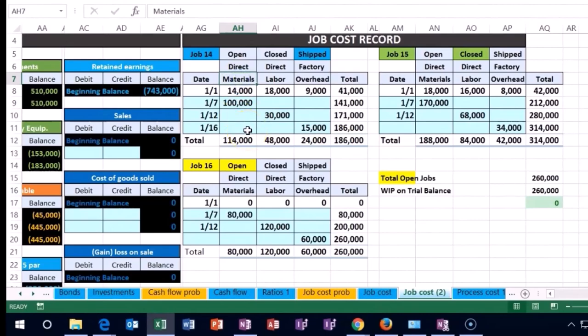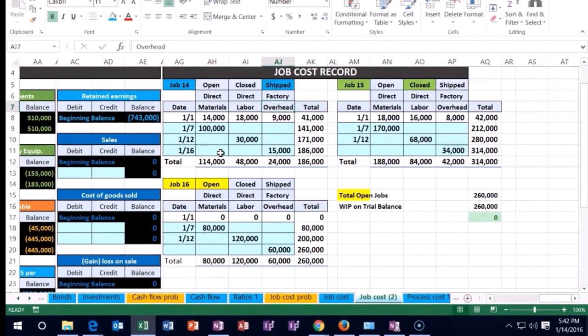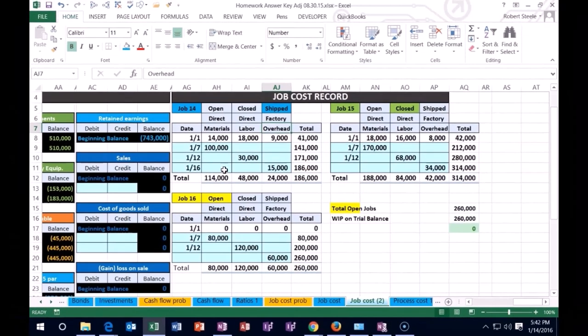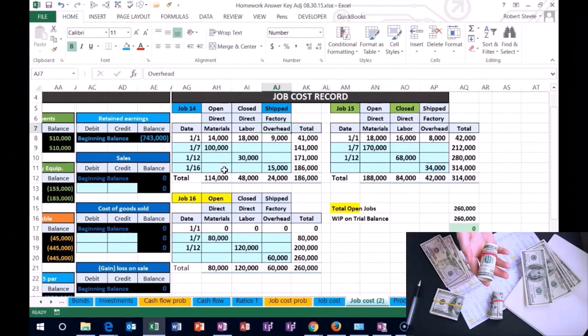stuff. We're expensing the material, the direct labor, and all the overhead, all the rent and stuff that we applied to this particular job. We're expensing at this point in time in the form of cost of goods sold, because that's the point in time that it helped us to generate revenue. And that's the point in time we expense things under the matching principle, which is an accrual principle.